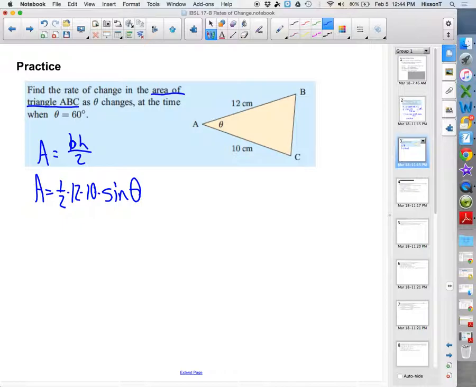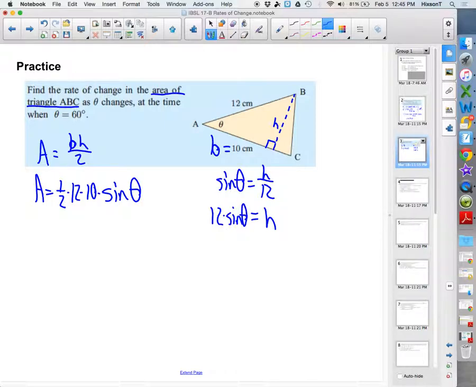And that actually goes back to 1/2 base times height. If I drop the height here, I could figure out height by taking sine of theta equals h over 12, opposite over hypotenuse. And then 10 would be the base of my triangle, and the height of my triangle would be 12 times the sine of theta.